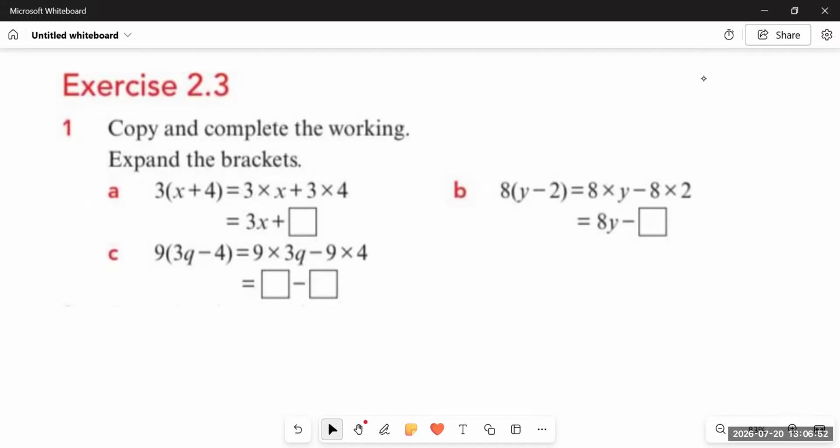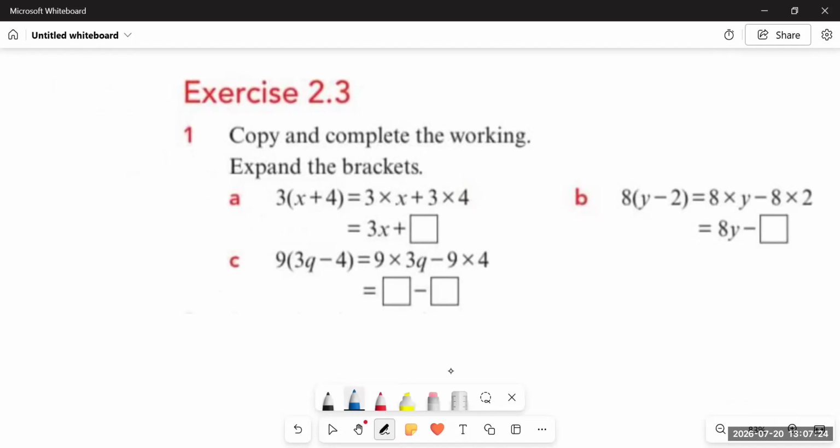Today we are starting exercise 2.3, in which we are going to learn about a property of multiplication, which is called the distributive law of multiplication over addition and subtraction, that you people might have learned before. And now we are going to revise it. So here we have a number outside the bracket, and then there are two terms inside the bracket. When we multiply a number with more than one term inside the bracket, this is called the distributive law. We distribute the multiplication over the terms inside the bracket.